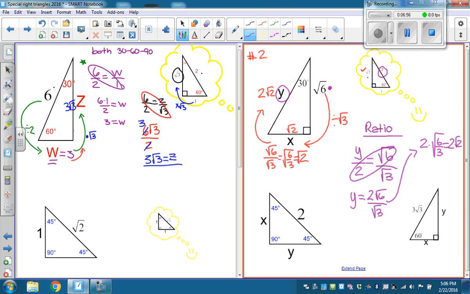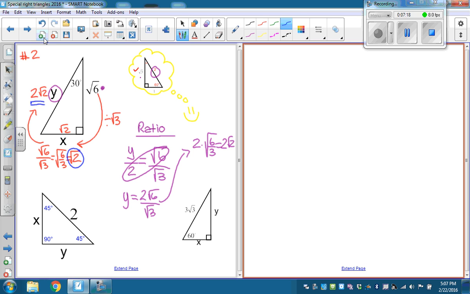So it checked out. Once I have y, it's easy to go from the hypotenuse to the short leg because you just divide it in half. So 2 square roots of 2 divided by 2 gives us that value. So let's do one more example.